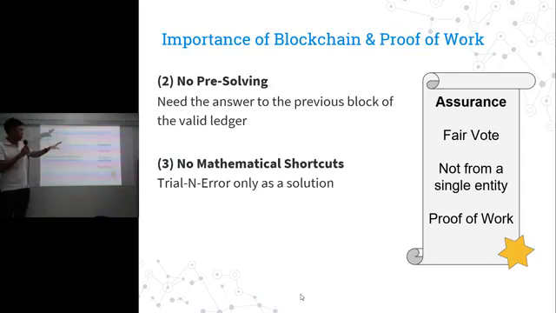And this gives you an assurance that the Bitcoin blockchain is fair, right? And it doesn't come from a single entity. So it's very unlikely for a single person to find the solution to the puzzle like 5 times in a row. This gives you some sense of randomness in the network.